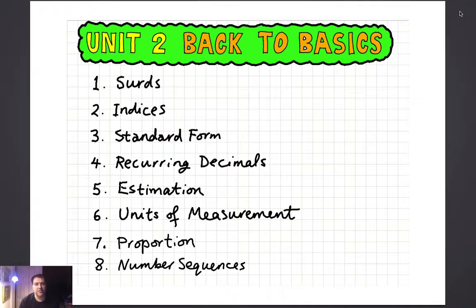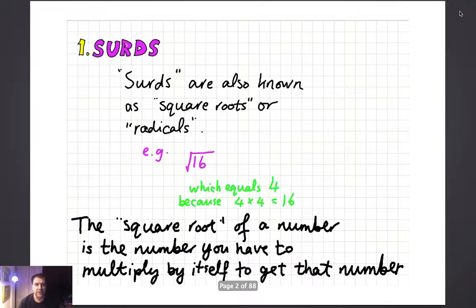This is MYP3 Unit 2. It's called Back to Basics. It includes a lot of revision of stuff from MYP2 and some new stuff. So we're starting with Chapter 1, which is surds, square roots, radicals. You often hear lots of different terminology for the same basic thing.